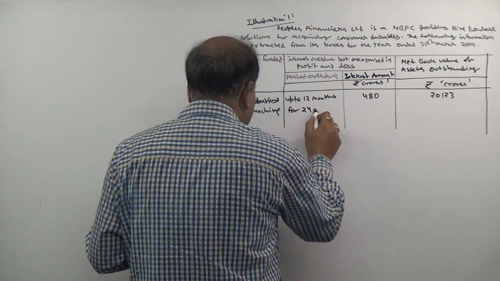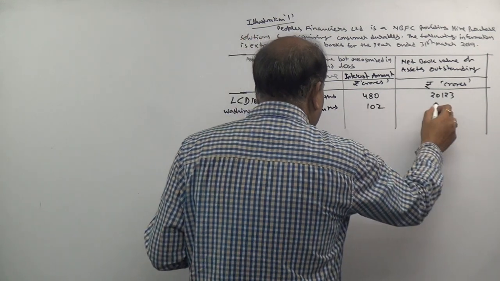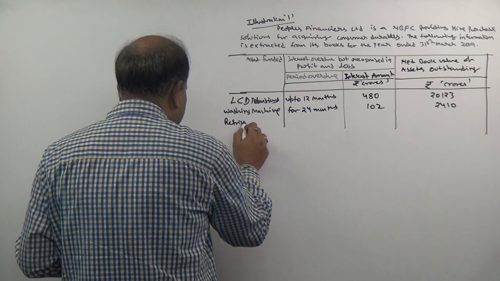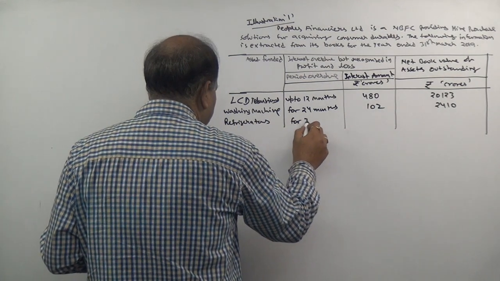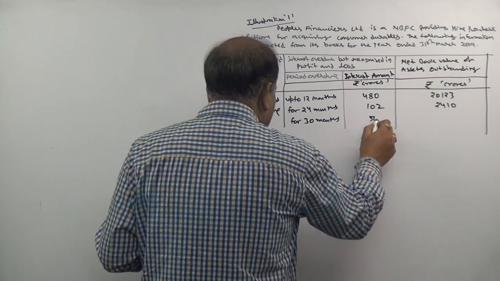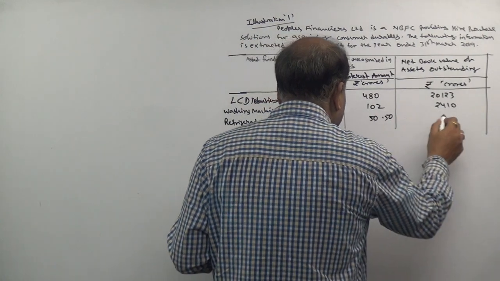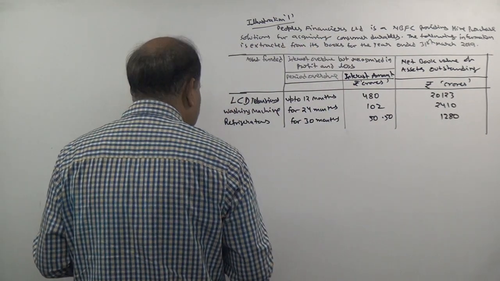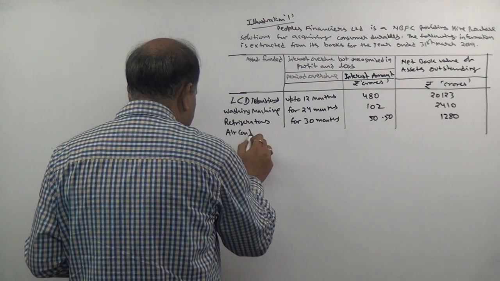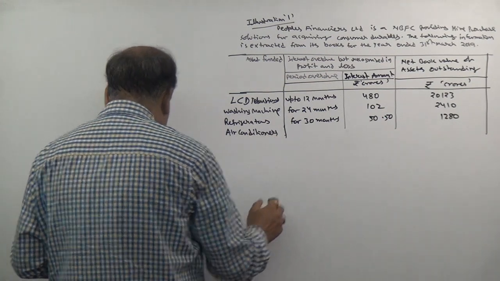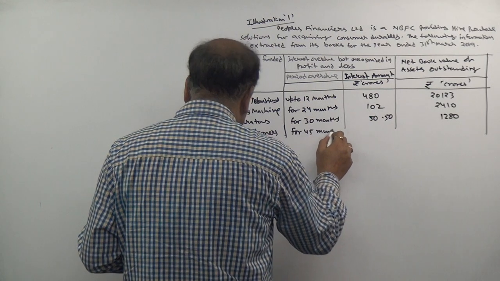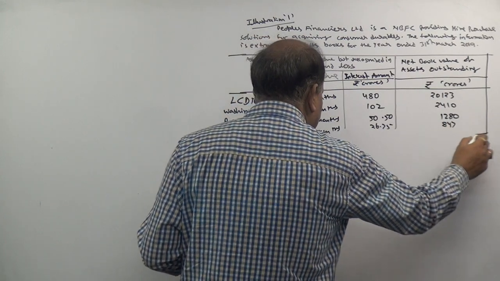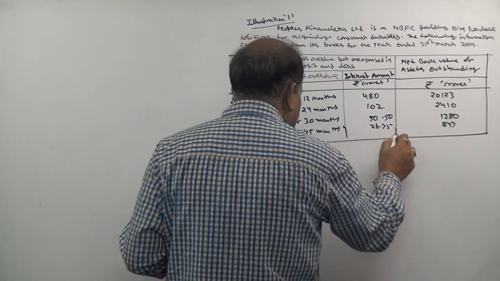for 24 months, 102, 2410. Refrigerators for 30 months, 50, 501, 1280. Air conditioners for 45 months, 26, 75, 847.